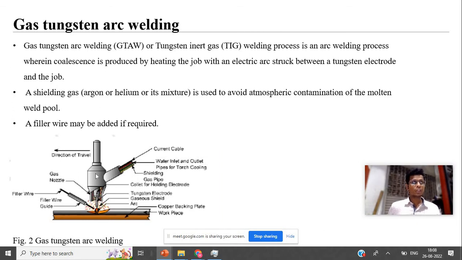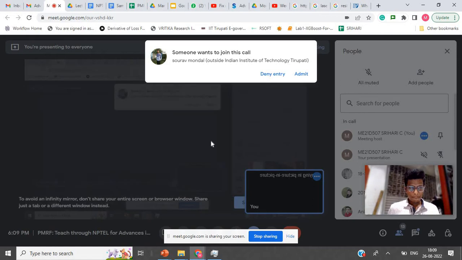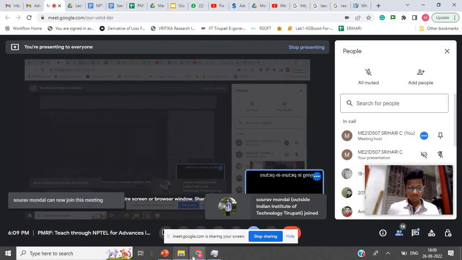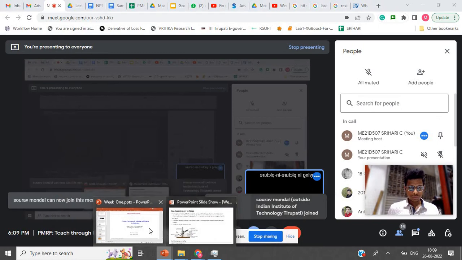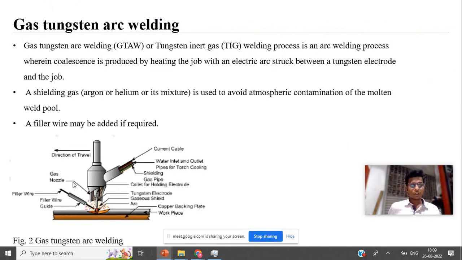First of all, figure 2 explains the schematic of the gas tungsten arc welding process, where this is the electrode and this is the base plate. With the help of the potential difference, the arc will be generated. Once the arc is generated, the electrons will flow based on the polarity, and deposition will start. Here, as the name suggests, gas tungsten arc welding.